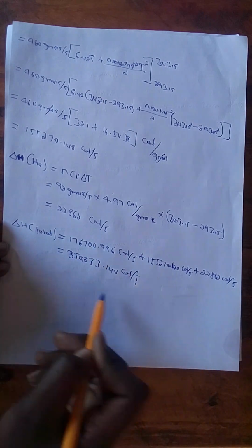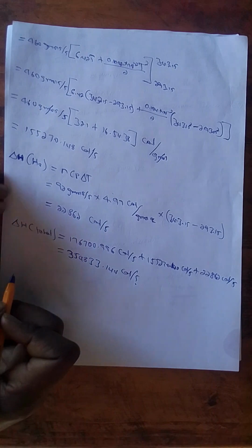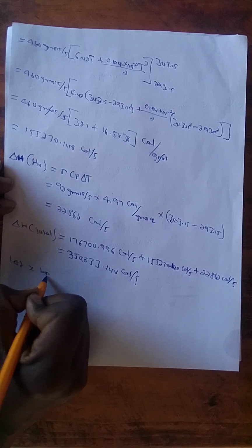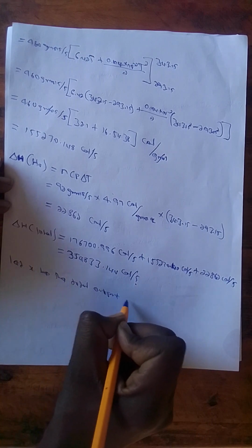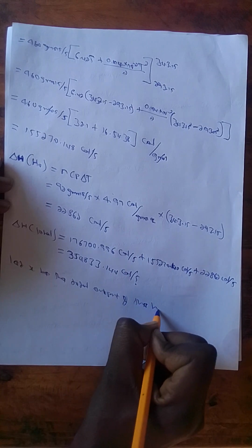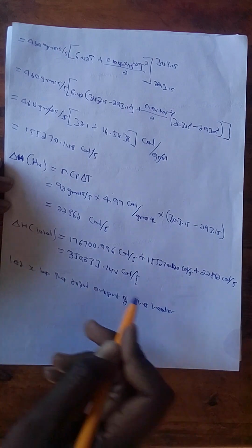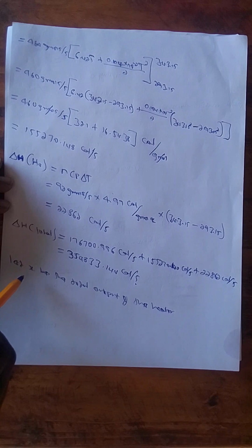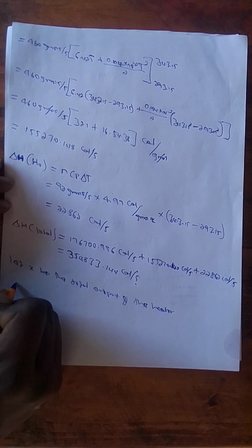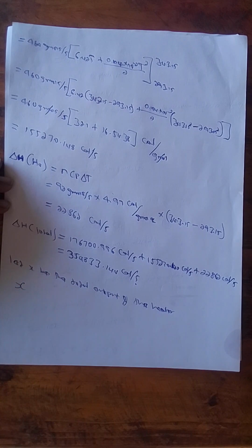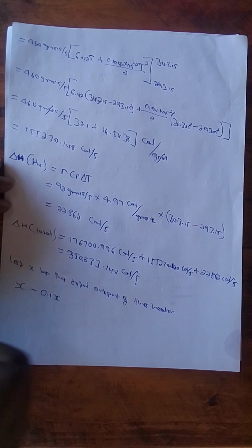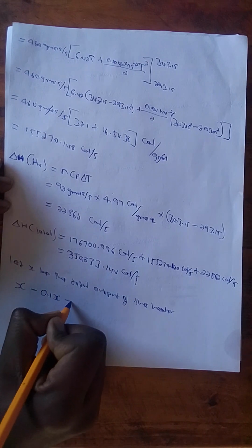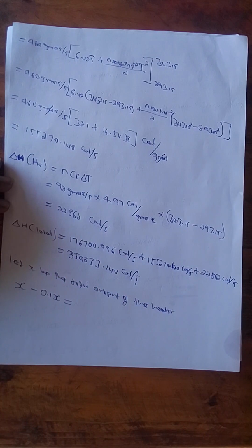And to get the change in enthalpy with 10% loss, we can use a simpler approach. Let x be the total output of the heater, right? But we know that 10% of the amount that leaves the heater is actually lost, right? So we can say x, which is the total amount of heat from the heater, or we can even call it enthalpy from the heater, minus 10% of the total. And so we can say minus 0.1x. This is because 0.1 represents 10%. So the total minus 10% of the total is equal to the enthalpy required to move the gases from 20 degrees to 70 degrees.